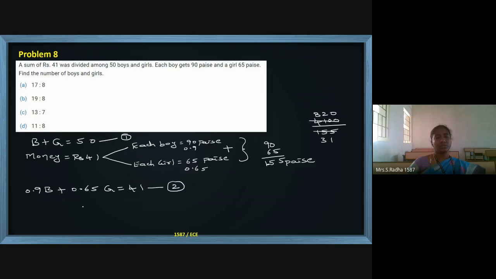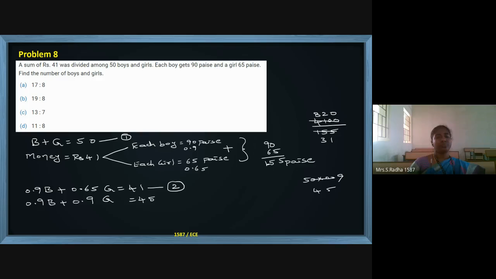Now we have to multiply equation 1 completely with 0.9. What will happen? If I multiply equation 1 by 0.9, we get 0.9 boys plus 0.9 girls is 50 into 0.9. 5 into 9 is 45.